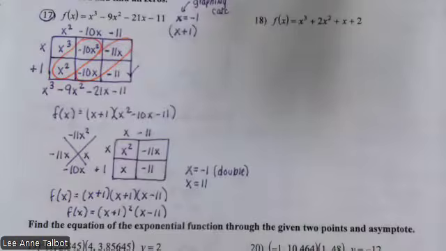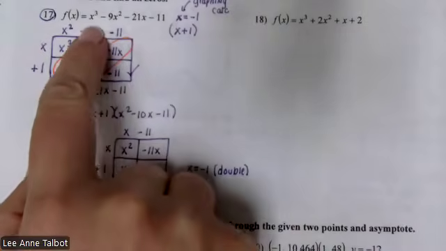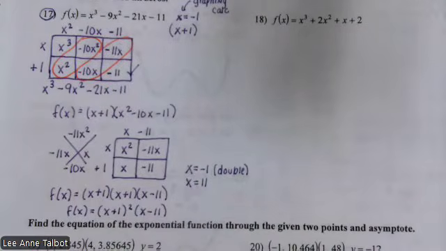Now, how do I know that I'm done? How do I know I found them all? Yeah, it's degree 3. So I need to make sure that I have 3 answers. And the double counts as 2. So you guys see where this is going. So you're going to use that polynomial division box to get it down to a quadratic so that you can do your diamond box.